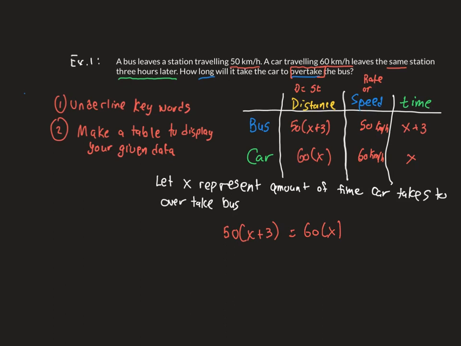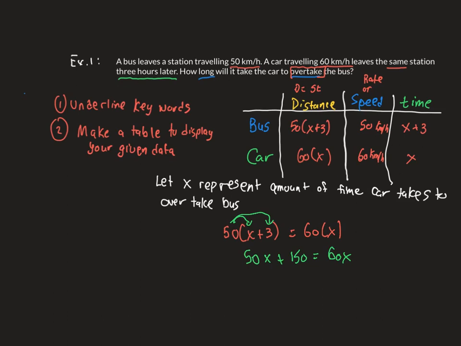So at this point, it's just a standard distribution question. Gonna distribute, Pokemon Go it. So 50 times x, 50x, plus 50 times 3 is 150, which will give you 60x.